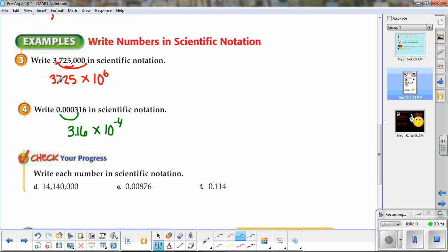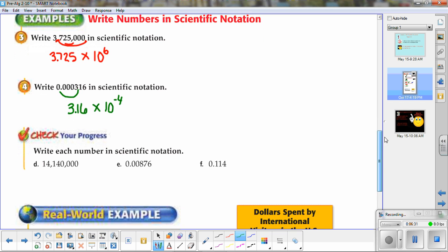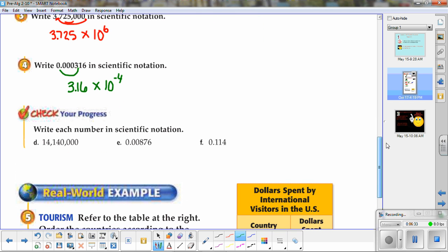Basically, like I said, you want to have exactly one number in front of the decimal point. I like to sometimes think about it as the driver and the passengers. You've got one person behind the steering wheel and everybody else is a passenger. So 3.16 and 3.725. You may want to pause the video and try the next ones on your own.